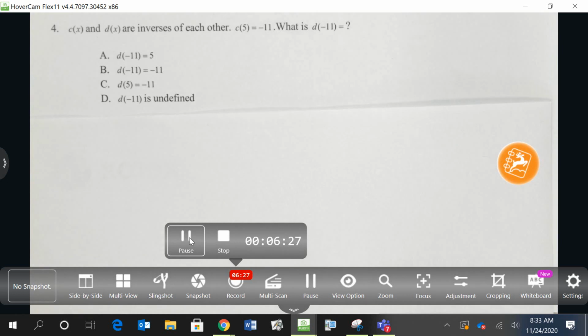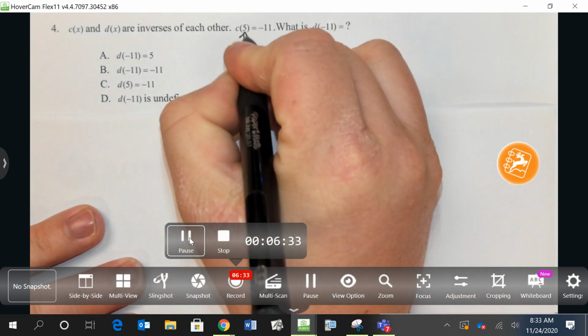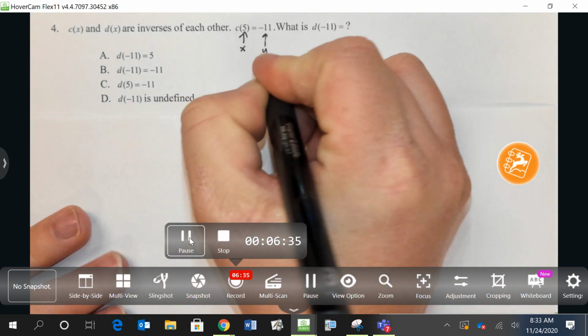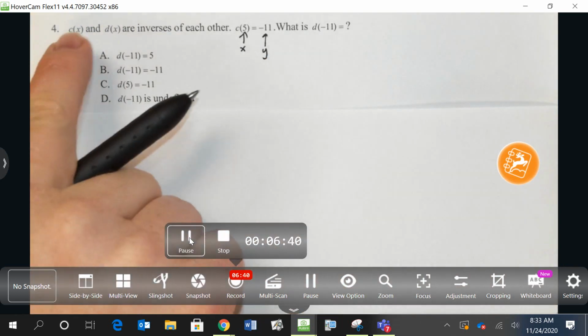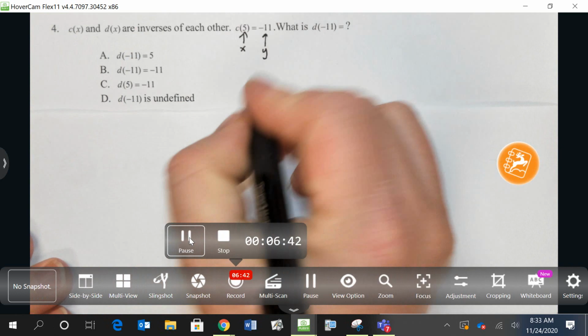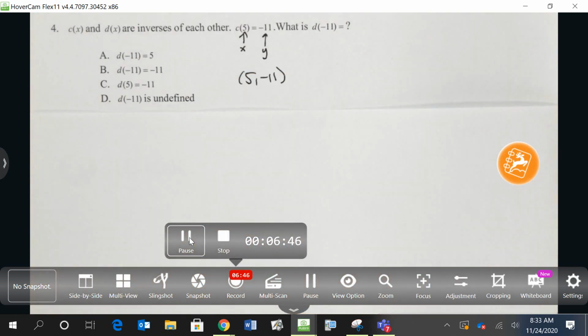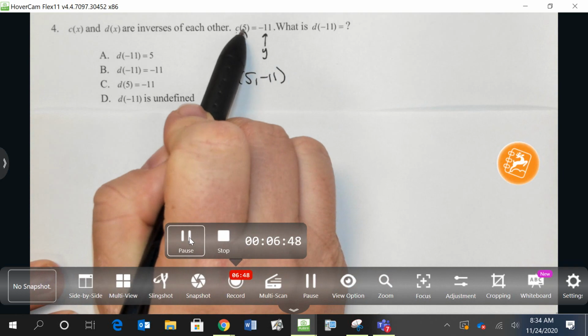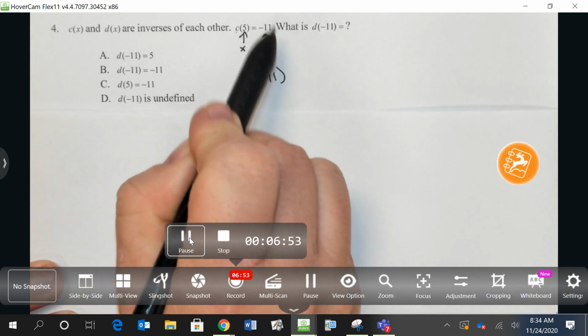So we have two functions, and we're told they're inverses of each other, c and d. And we're told that for this particular function, remember, this always represents the x value, this always represents the output, the y. Input x, output y. So we'll call this the original function. We're told that we have an ordered pair, 5, negative 11. Now, how did I know its order is 5, then negative 11? Again, because right behind the variable represents the input, in this case the x, and the output is always last.